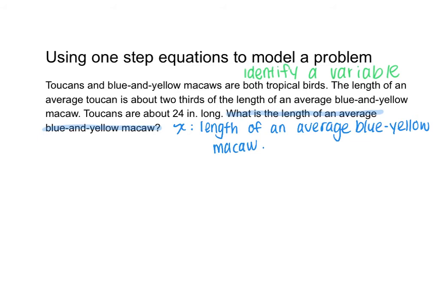All right, and let's read the rest of this. Now let's find out what the word problem gave us in terms of facts. So the length of an average toucan is about 2/3 the length of an average blue and yellow macaw. Okay, so 2/3 the length of the average blue and yellow macaw. Well, the length of the average blue yellow macaw is x. Okay, we just identified that. So we can start our equation with 2/3 x is equal to the length of an average toucan.